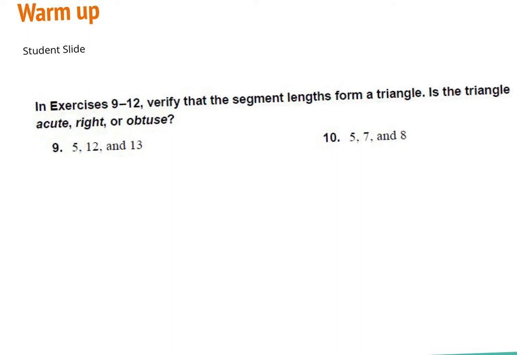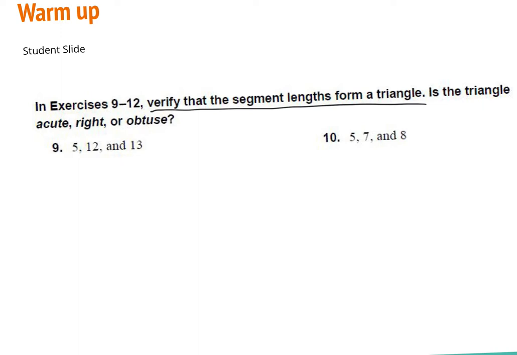So it does say that we need to verify that the segment lengths form a triangle before we actually solve it, okay? Do you guys remember what the test is to verify that 3 lengths form a triangle? Christina? Very good. So when you're doing this, c squared compared to a squared plus b squared, that's to see if it's right, obtuse, or acute, right? Do you guys agree?